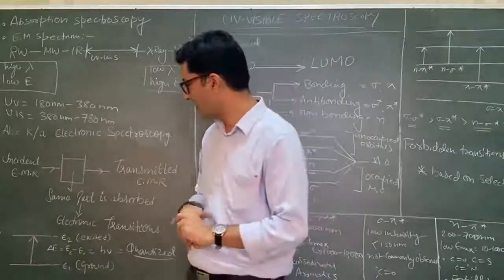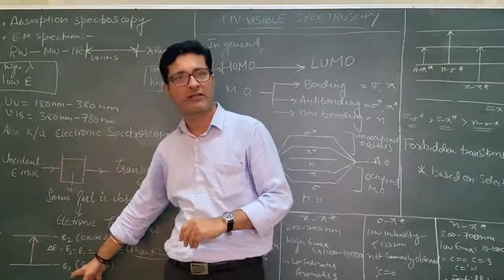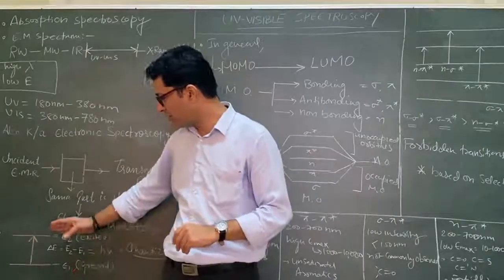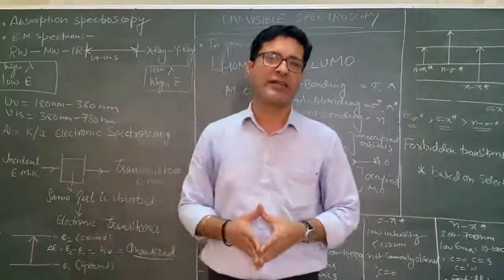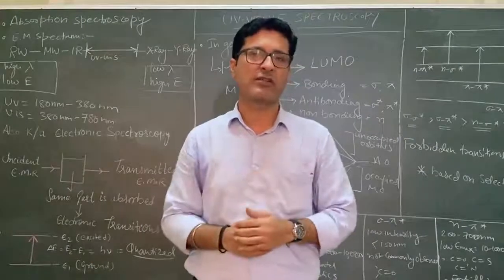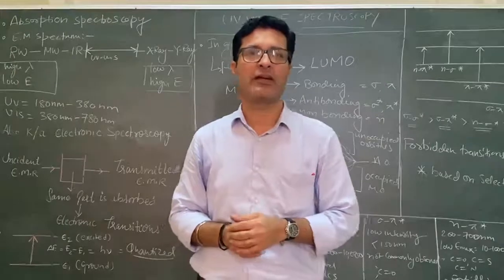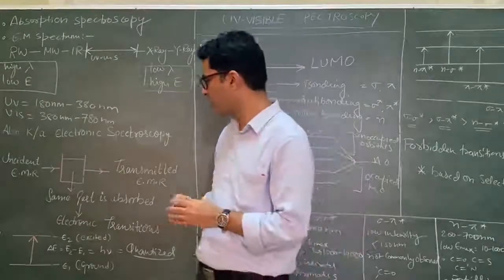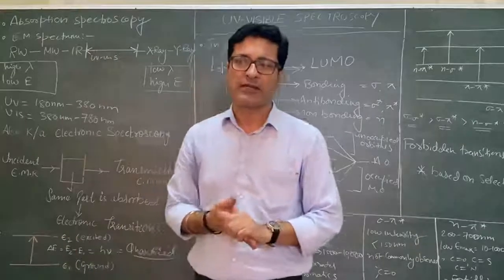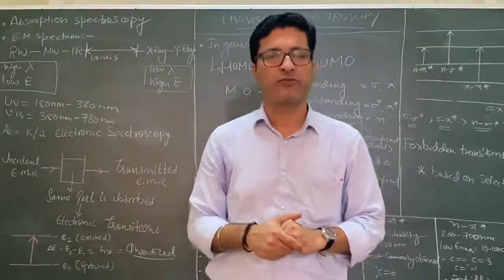So in this picture, the energy of the ground state is represented as E1, and the energy of the excited state is shown as E2. The difference between the energy of the ground state and the excited state is delta E, which can be calculated as E2 minus E1, and this is also equal to h nu.